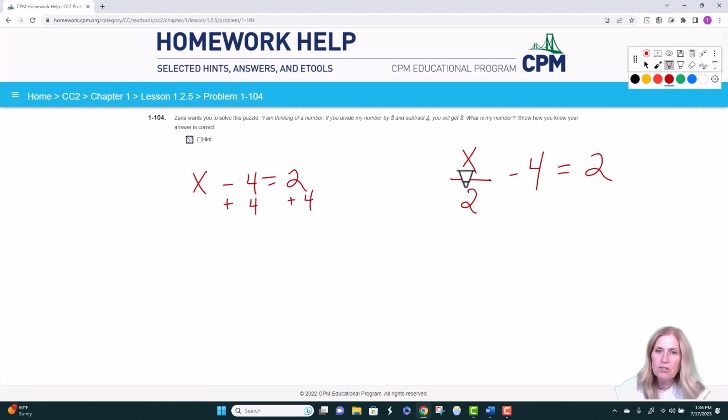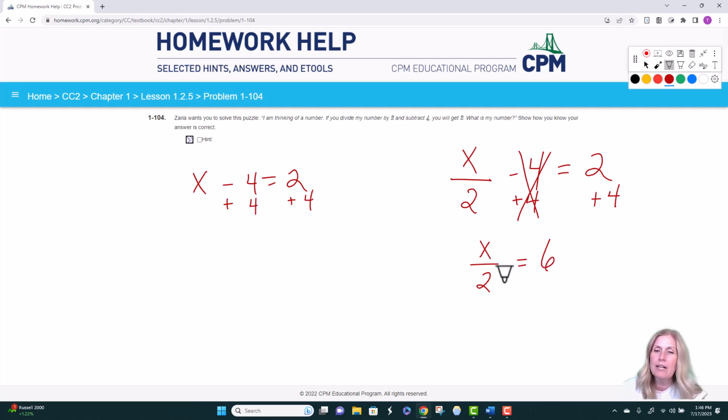Well, this is no different. Just because this is in a fraction form, there's no difference. You still need to do that step. So we're going to add 4 to get rid of this negative 4 on this side, but what you do to one side, you must do to the other. So we're going to add 4 over here as well. So now all we have is x divided by 2, that turned into a 0, equals 2 plus 4 is 6. Okay, so again, we're at what divided by 2 equals 6?